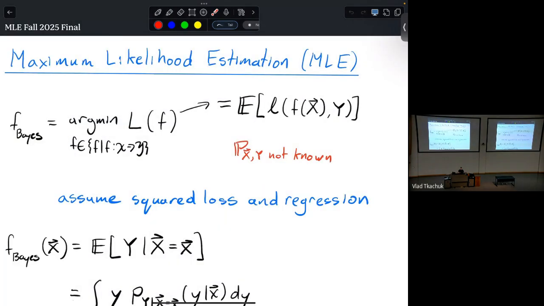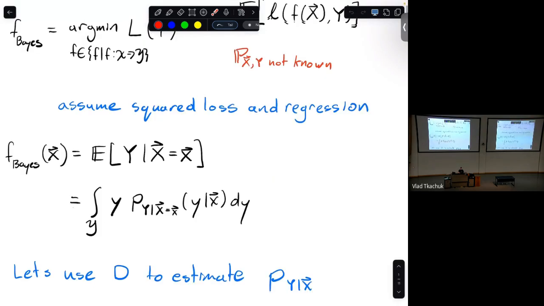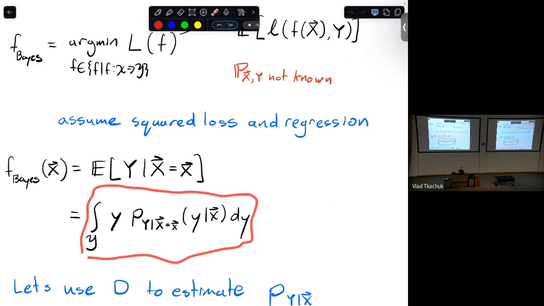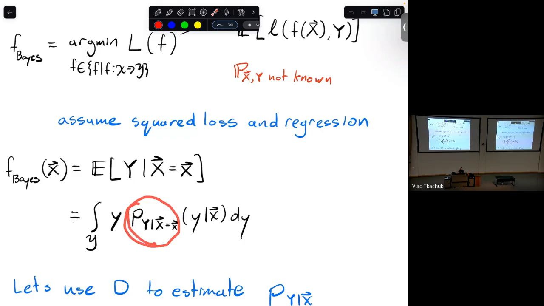So let me just bring you back to there, which was that really the predictor, the model that is the best possible model you could imagine outputting, turns out to be the expected value of your label given the feature. And if you write it out, it's an integral for the regression setting. And so all we need is this conditional PDF. And if we have that, we are good to go, because then we can calculate this integral.